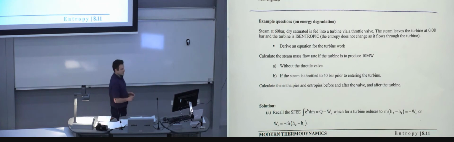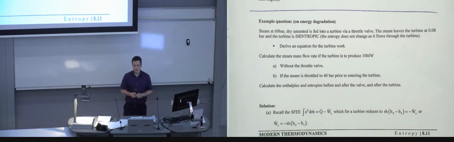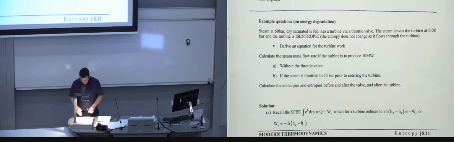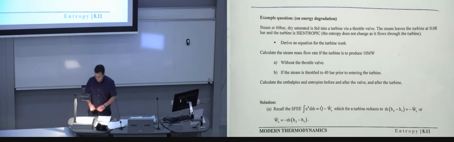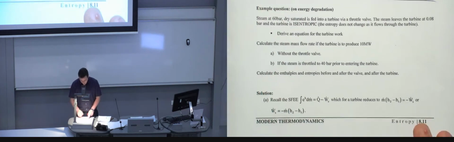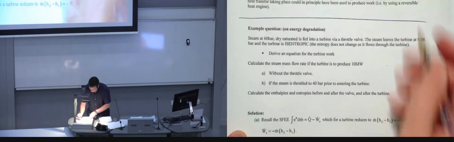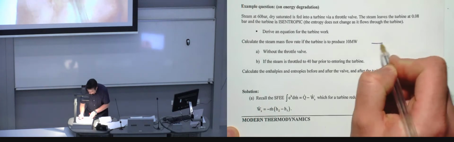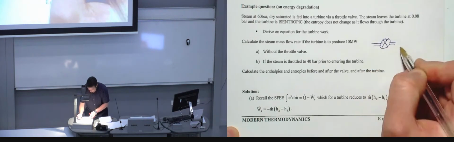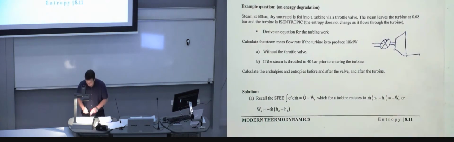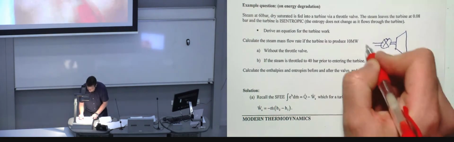This example, I think, is from a past paper, so it's quite important. It shows the level of the sort of questions that you would expect in the exam. And it shows something about the energy degradation, which I just mentioned 10 minutes ago. So let's see what we have here. Let me just draw this because it might be easier. So we have a throttle, then we've got a turbine, and we assume that at the inlet here, we have steam.